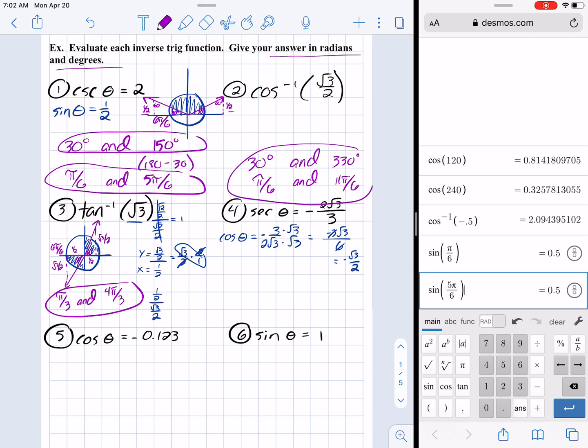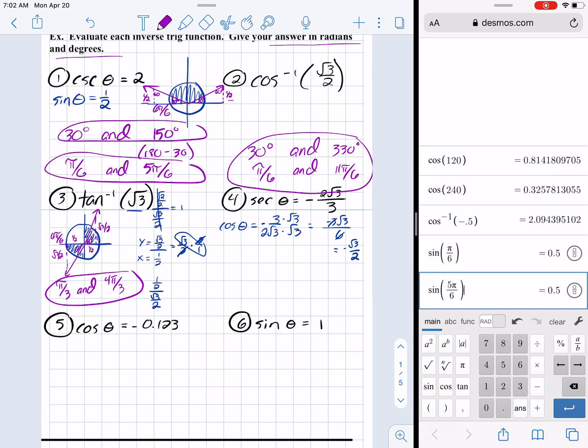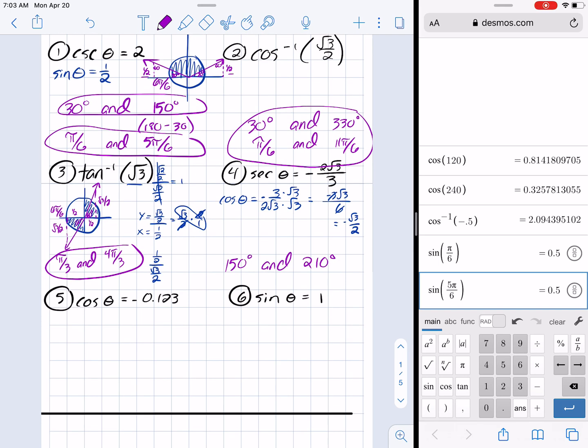Okay. I'm not going to work through these for the sake of time. If you guys have questions, we'll come back and answer them during our Google Meet office hours. For number 4, this should have gotten you 150 degrees and 210. If we are in radians, 150 is 5 pi over 6, and 210 is 7 pi over 6. All right. There's only one answer for number 6, 90 degrees or pi over 2 radians.